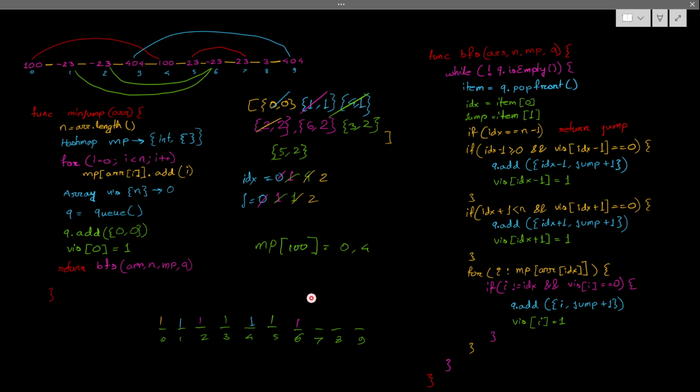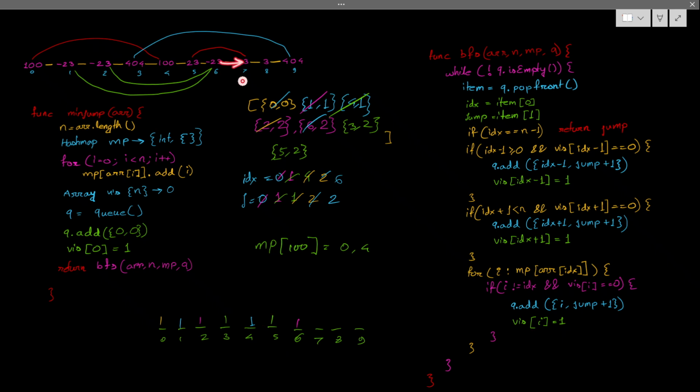Now my next element is 6, comma 2. I will pop 6 and 2. From 6 and 2, where can I go? From 6 I can go to the left side, which means 5. I have to check whether 5 is a valid index and whether it is visited. Yes, it is visited, so I cannot go.